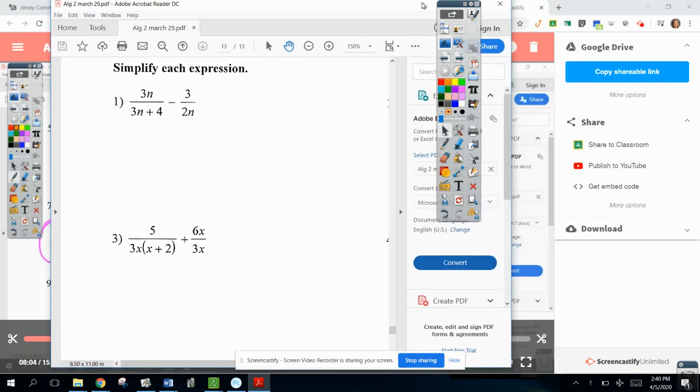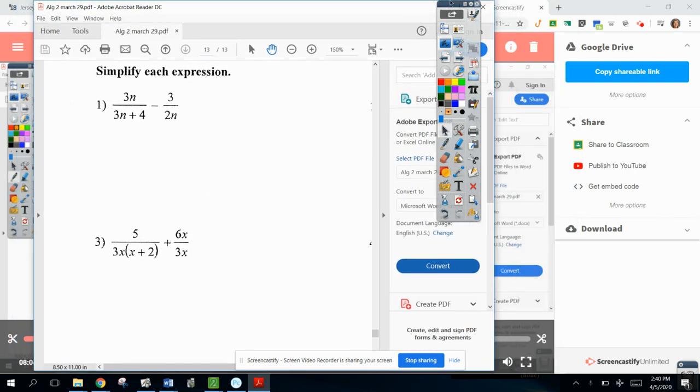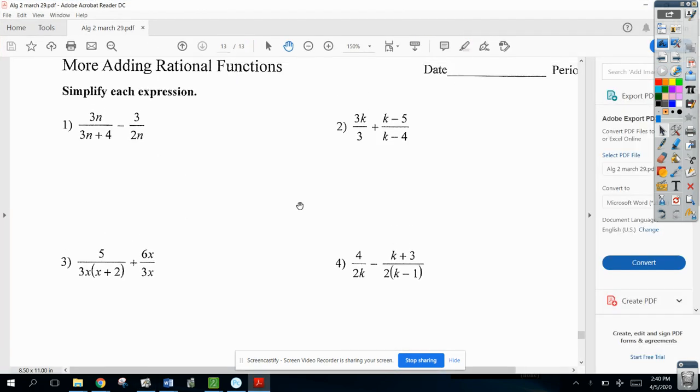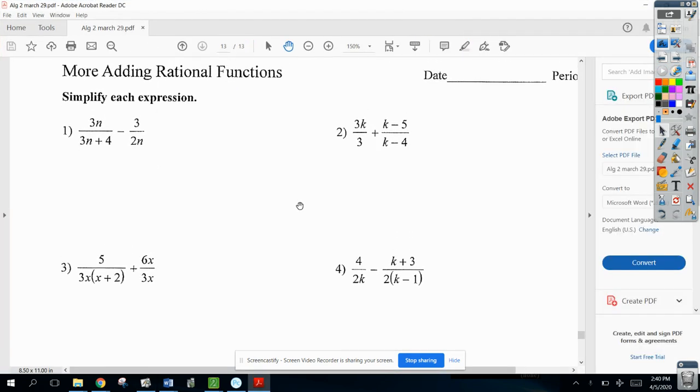Okay, we're going to do the second worksheet in just a second here, if I can find it. It is more adding rational functions. So we're going to do a little bit of what we did before, except that things are going to get a little bit trickier on this one because the last one wasn't tricky enough.